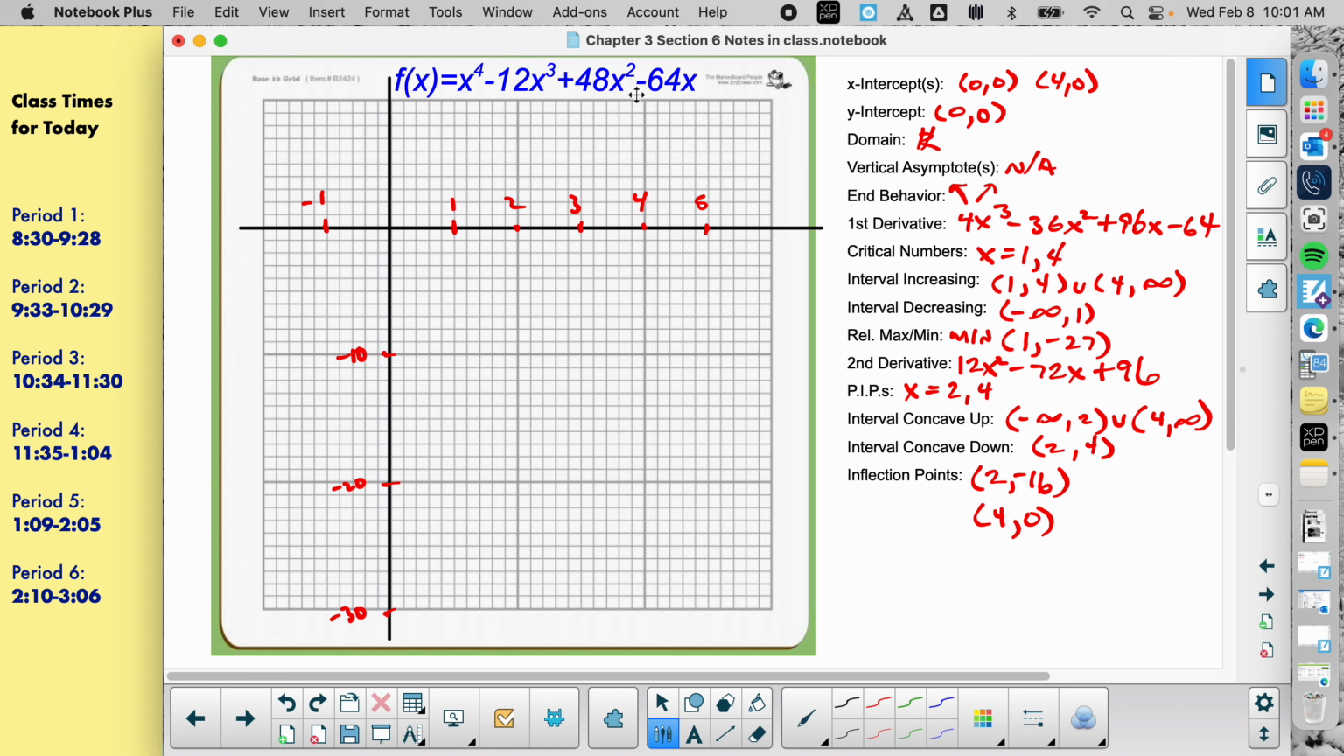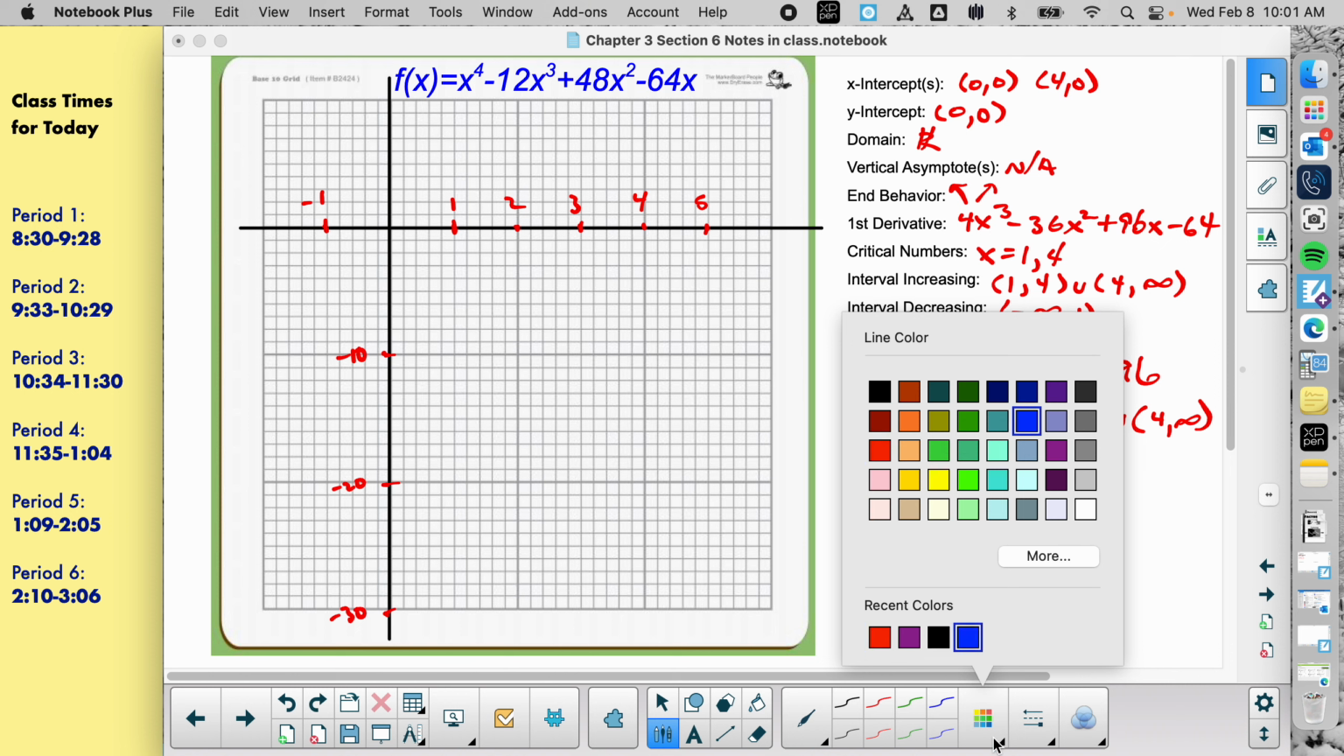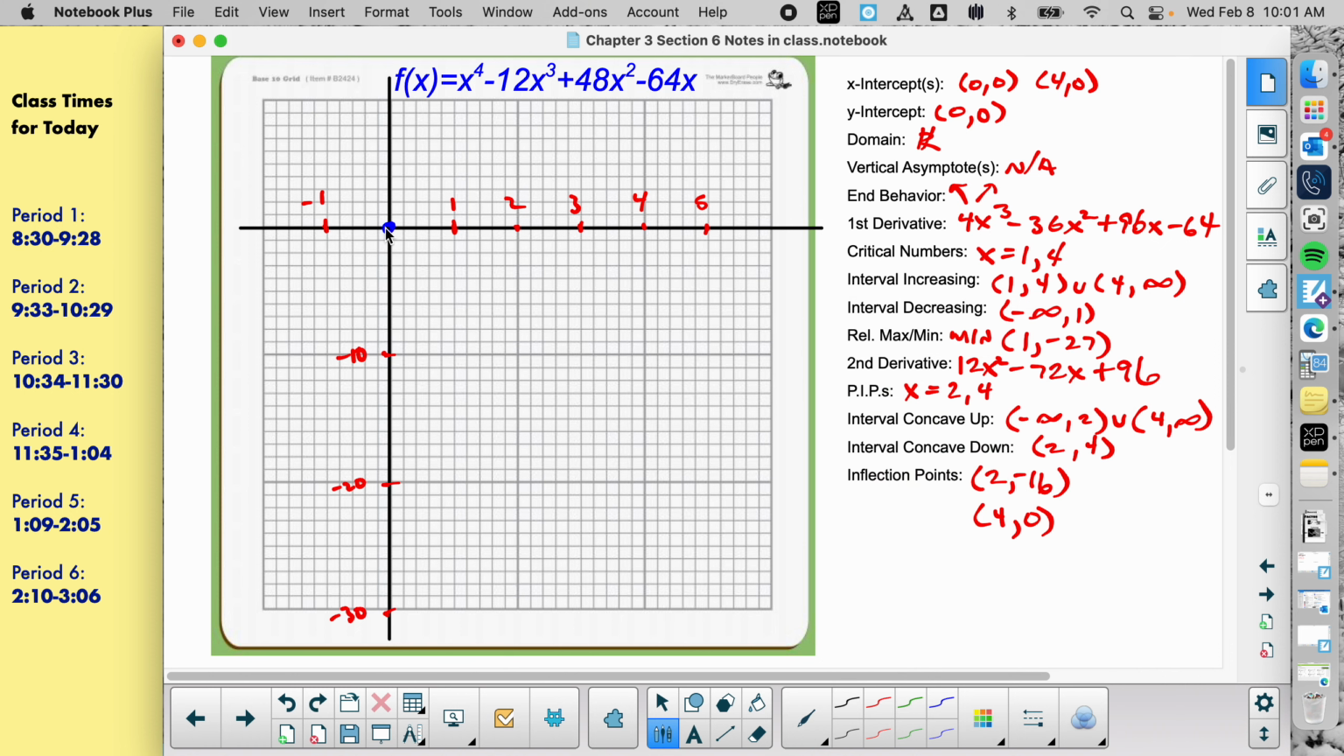Okay, so (0, 0) and (4, 0) need to be points. Why don't I put those in blue? Nice contrast. (0, 0), (4, 0). Okay. Y-intercept is already done. End behavior, I'll wait to put those on, but that'll be easy. Minimum at (1, -27) is my next actual point.